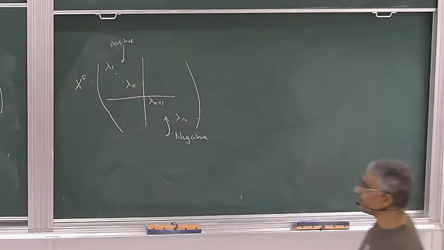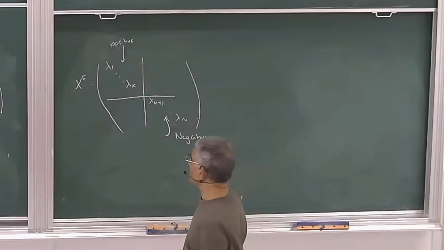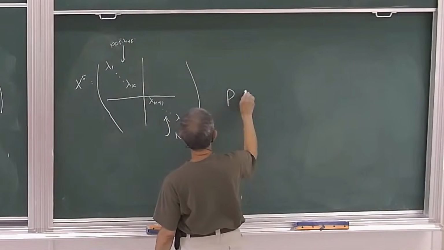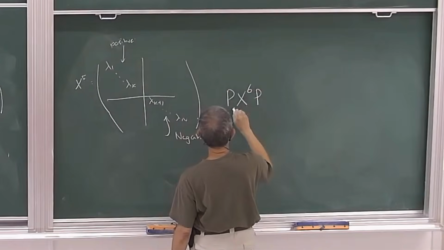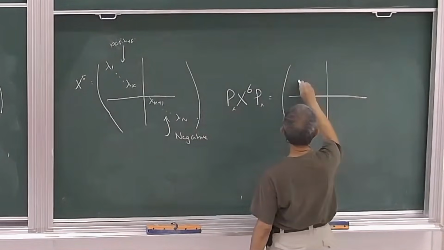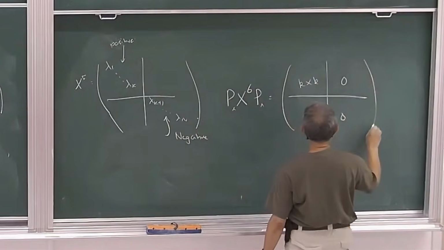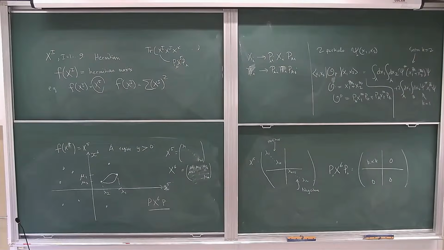Okay? It's very easy to check from the explicit formula which I gave for P that the matrix P x6 P, in this case, is this matrix: a k by k block and 0 everywhere. It just follows. You just take that formula, go to the gauge where that projector matrix is diagonal, and just act by conjugation on the x6. This is what you get.